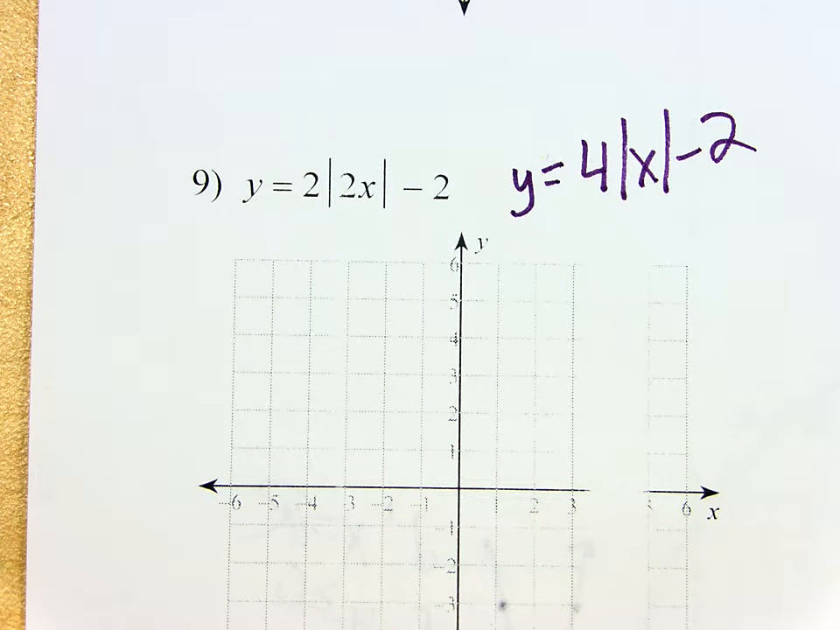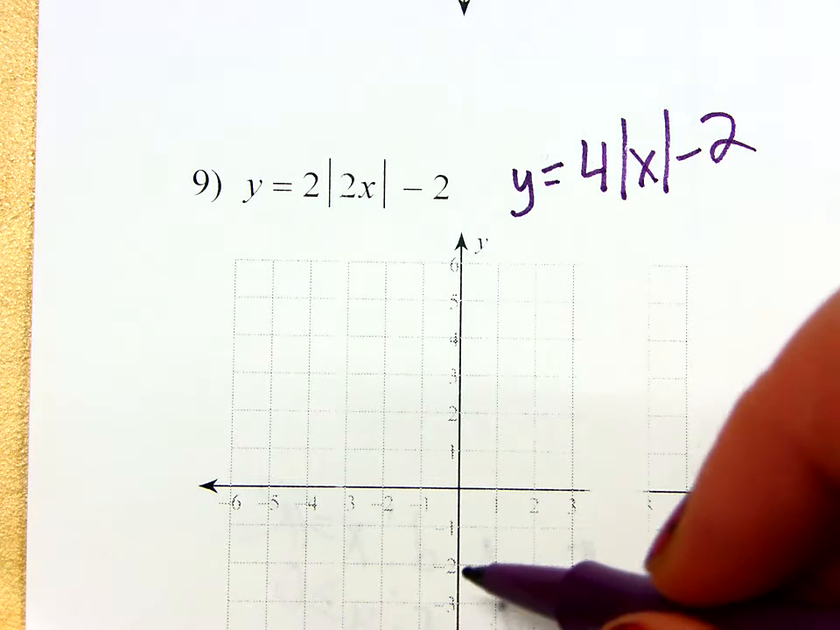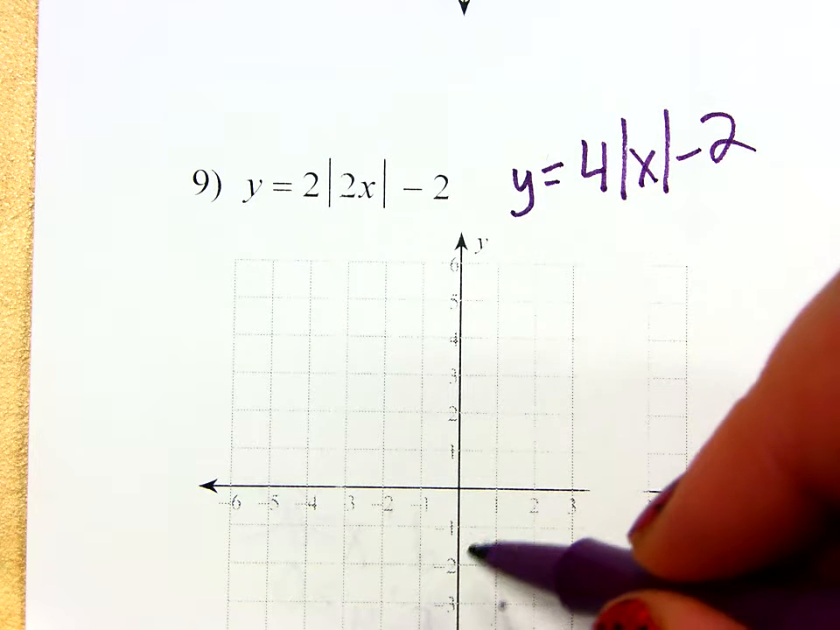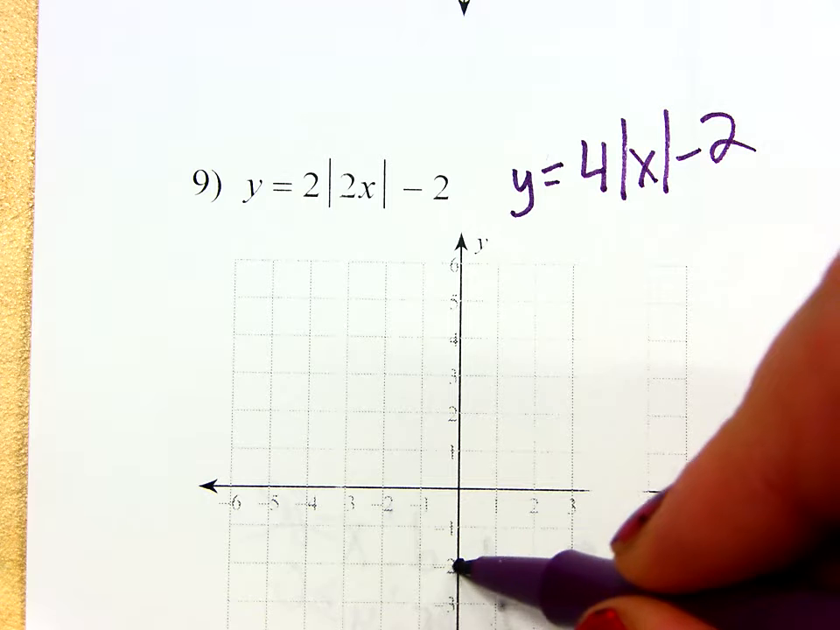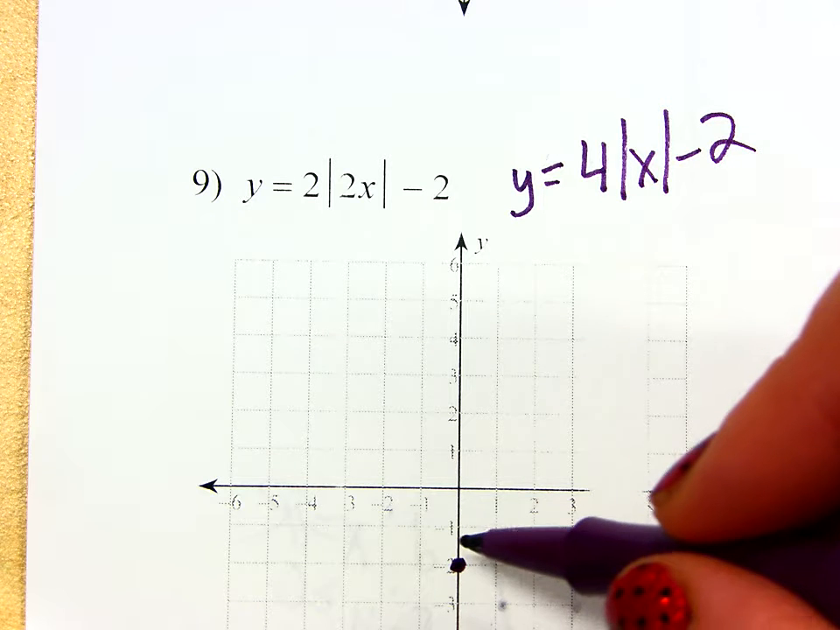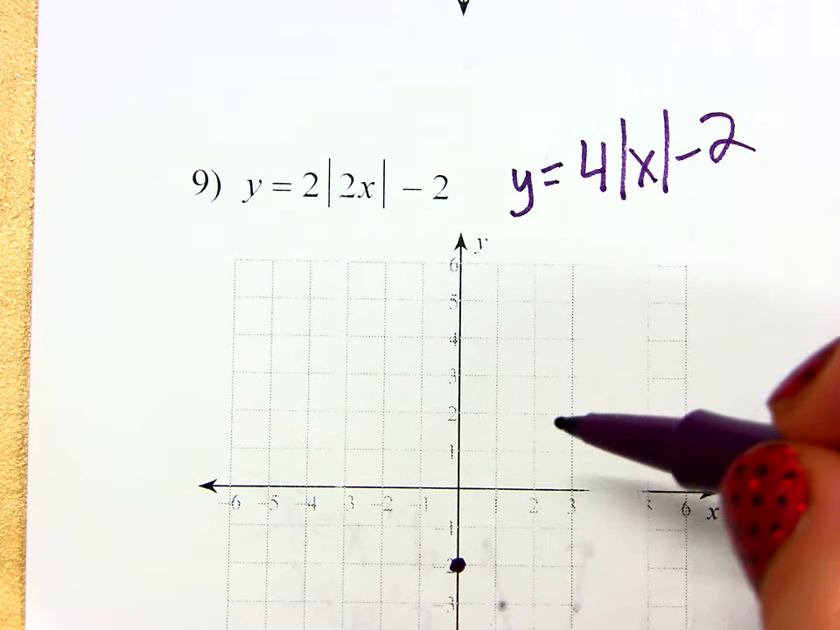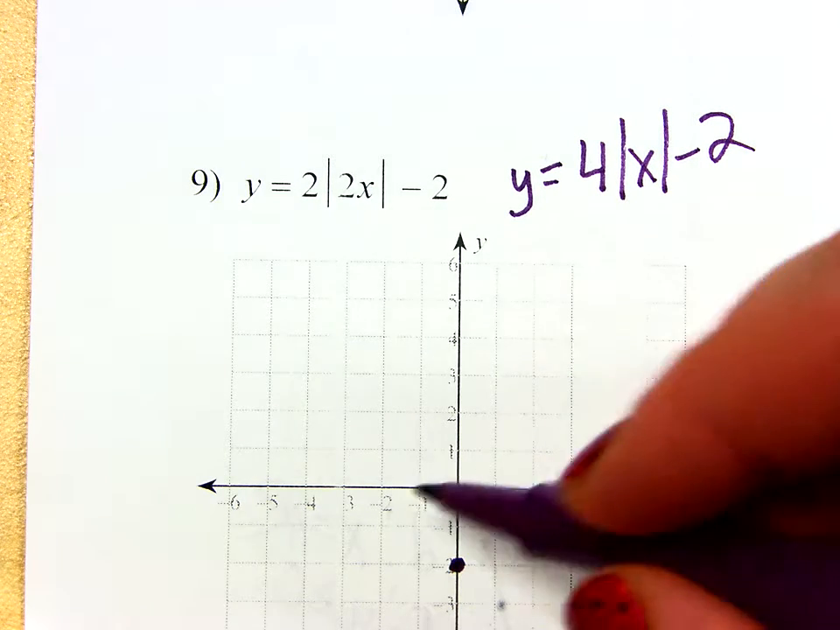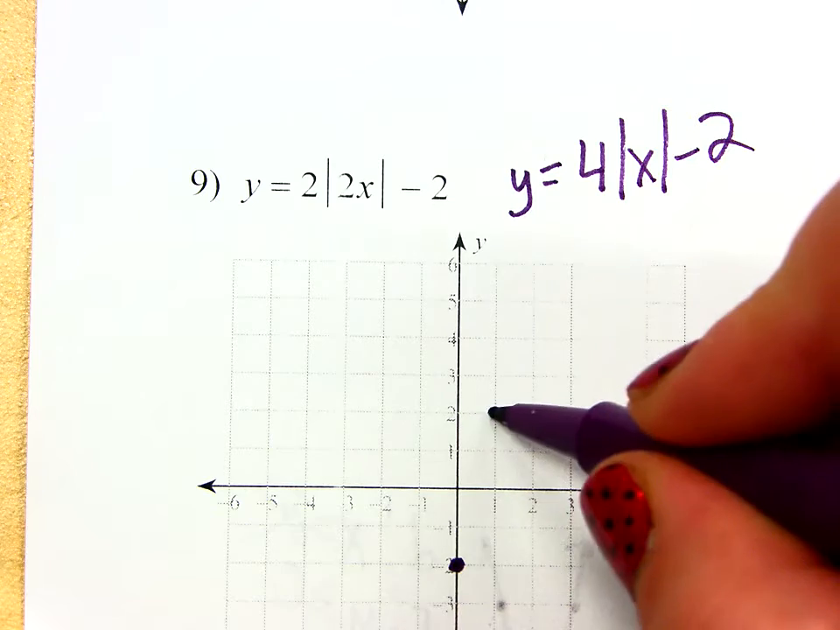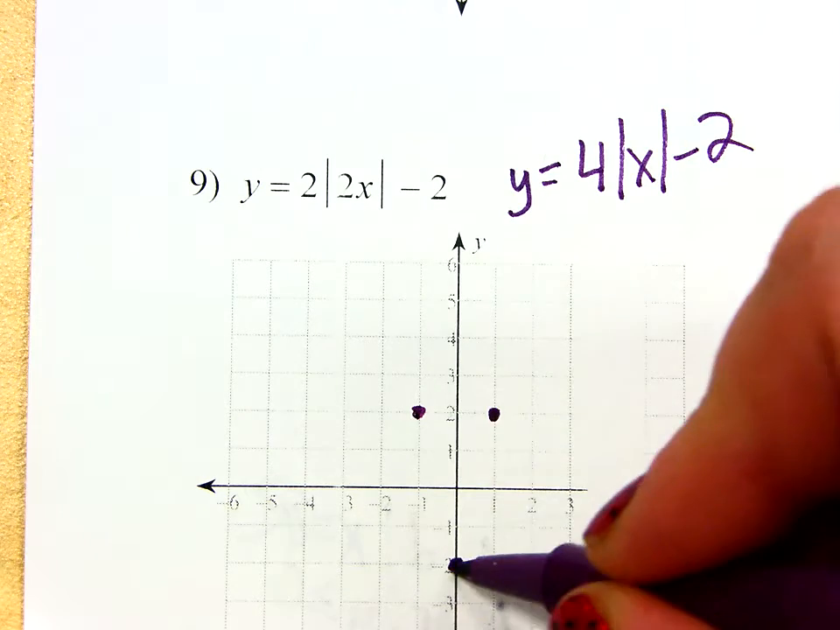And now it's in the form, and I can graph it all day long. So this thing's vertex would be at, why yes, 0, negative 2 is correct. Great job. And then its slope would be 4. So from that point, I would go up 4 to the right one.